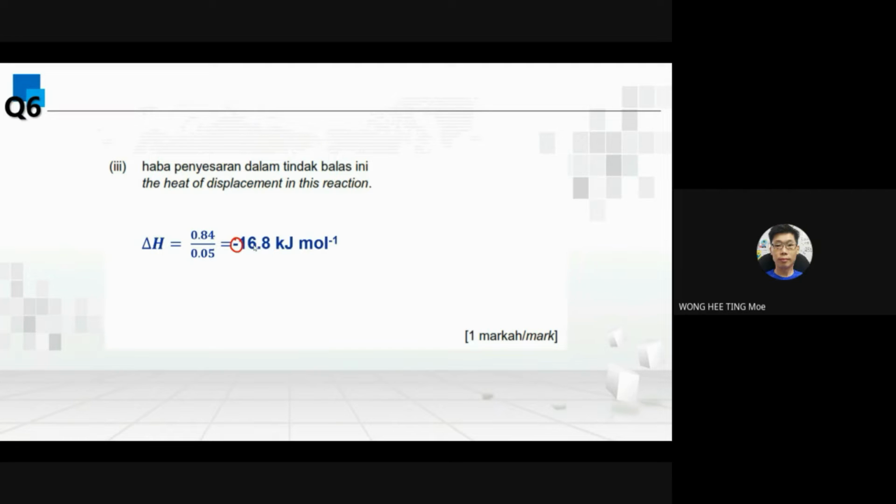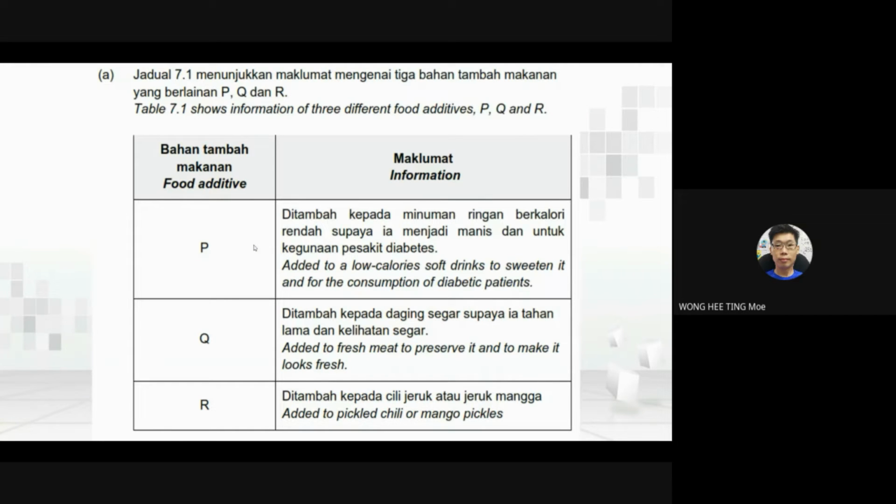Exothermic. Question 7. A table shows the information of 3 different food additives, P, Q, R. P is added to low-calorie soft drinks to sweeten them for the consumption of diabetic patients. Q is added to fresh meat to preserve it and make it look fresh. R is added to pickles, chili, or mango pickles.